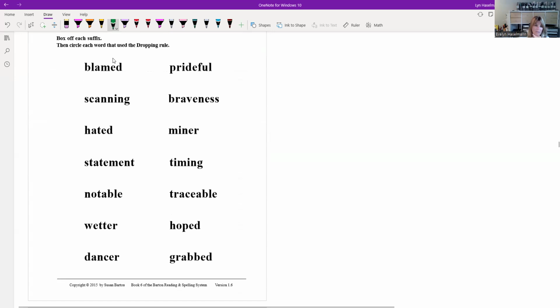Box off each suffix, then circle each word that used the dropping rule. This is going to be tricky for a couple of kiddos for sure. So the first thing I would probably do is I would probably just have them go through and box off their suffixes before even attempting the next part.